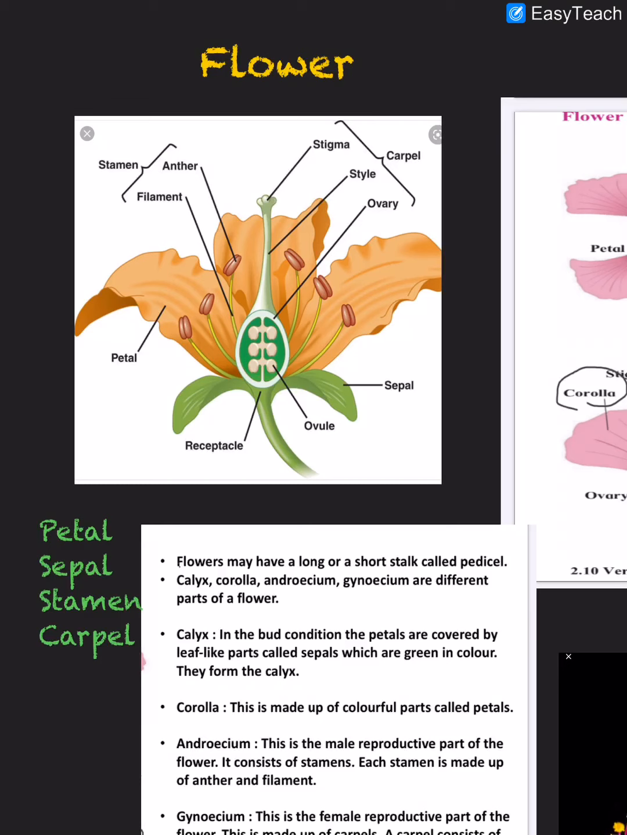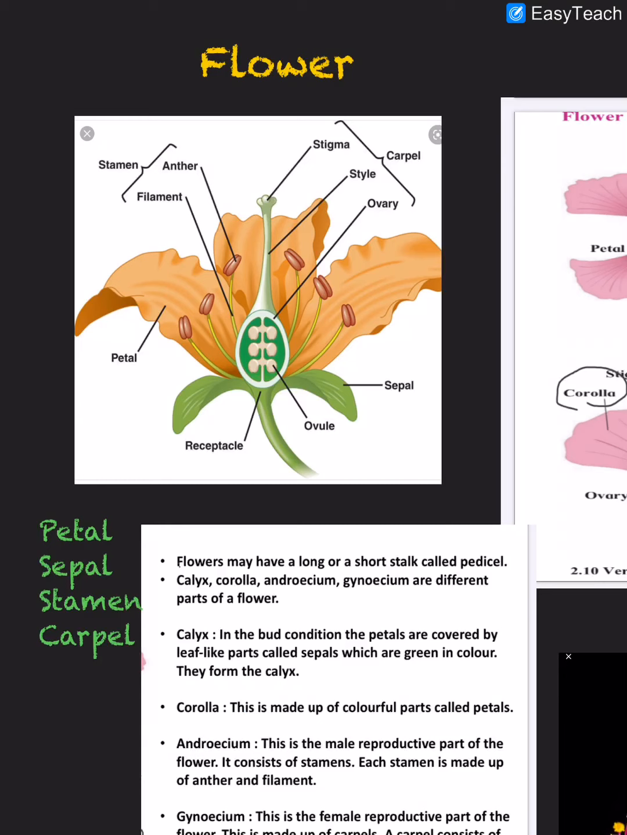Calyx: in bud condition, petals are covered by leaf-like green parts. This whole part is called calyx or sepal. Both refer to the same thing, the green growings at the base of the flower. Leaf-like parts called sepals, which are green in color, form the calyx. And corolla is another term for petals. It is made up of colorful parts called petals.